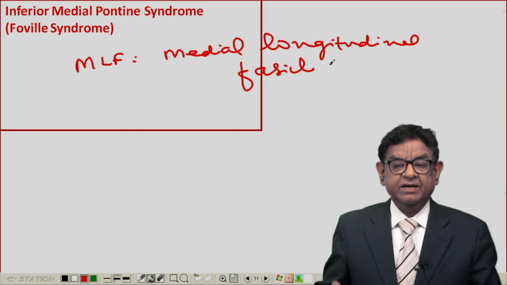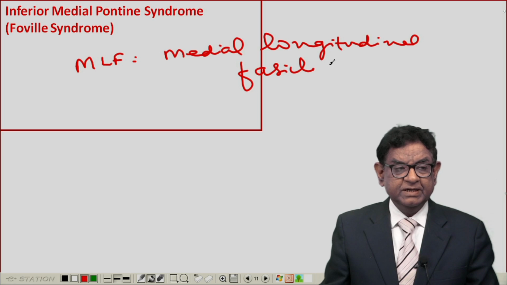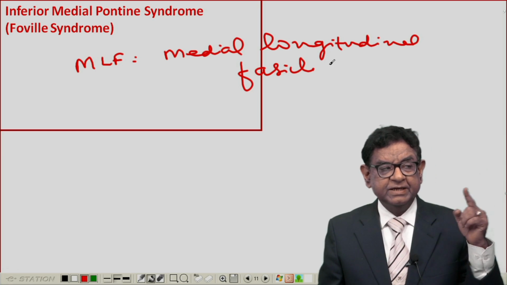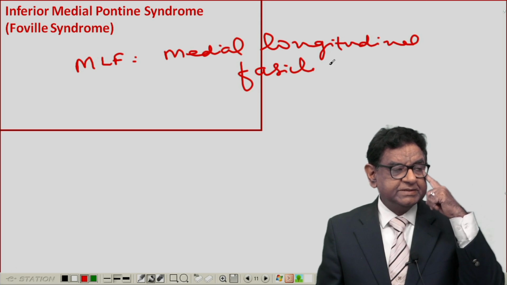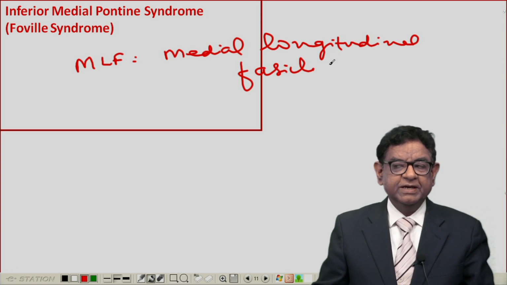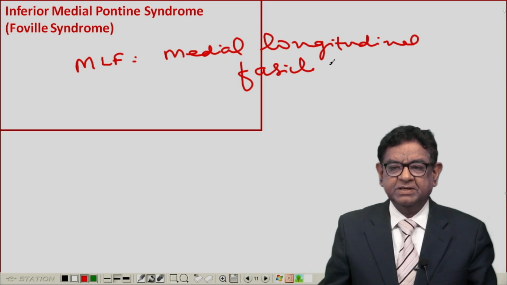We know there are eyeballs. Remember, eyeballs, they move exactly parallel. Look at my eyes. Now I am looking at this side. This is lateral rectus and medial rectus, supplied by sixth nerve and third nerve. Now I am looking this side. Lateral rectus, sixth nerve, medial rectus, third nerve.